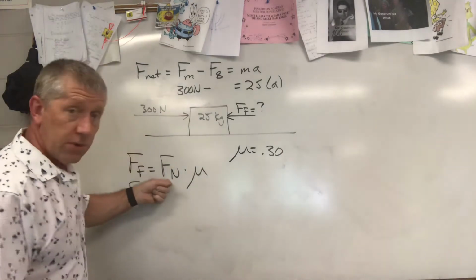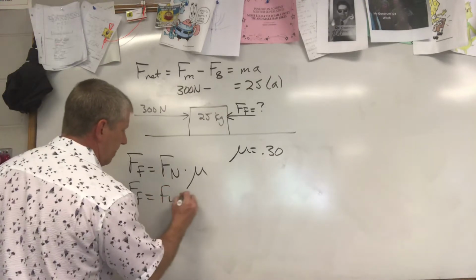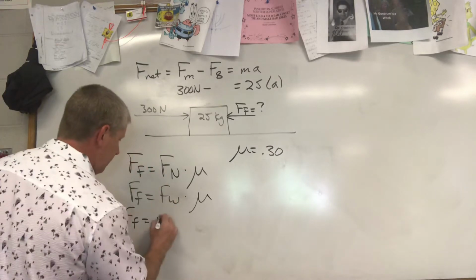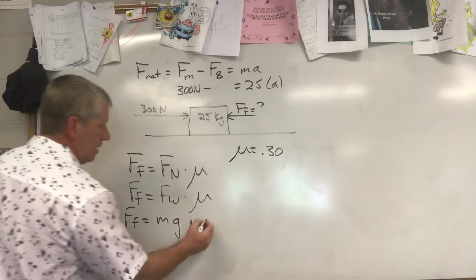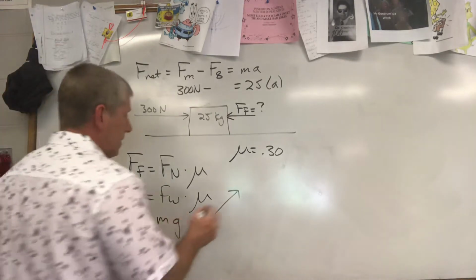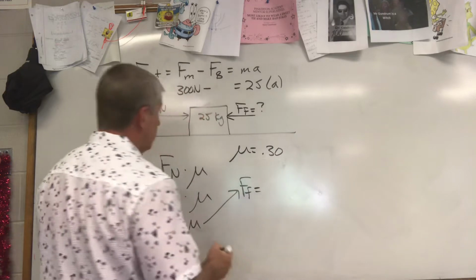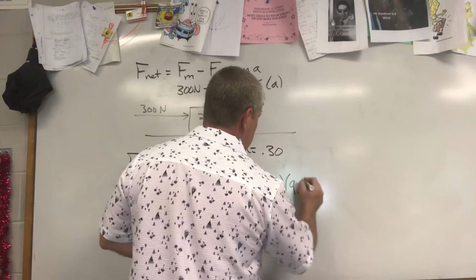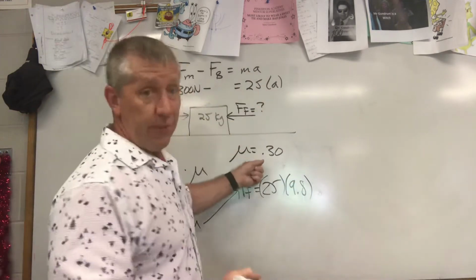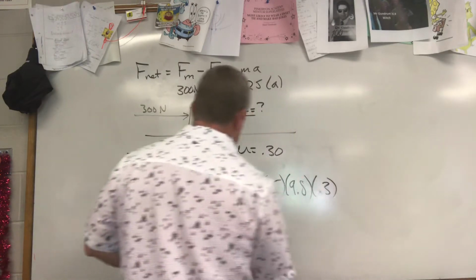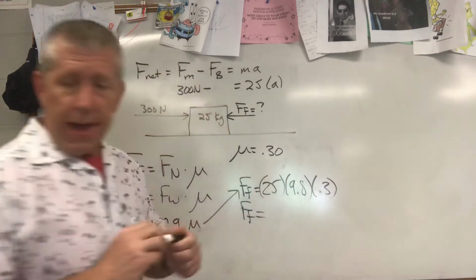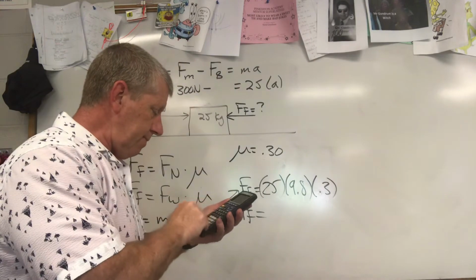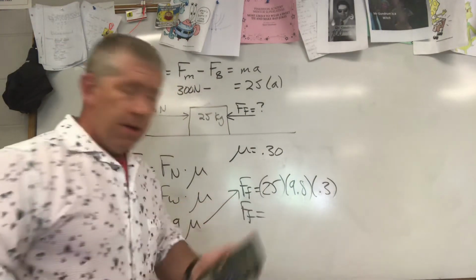So this is the force of weight. The force of weight is equal to mg, times mu. There's my working equation, as I like to say. So F_F equals mass 25 times little g, 9.8, times mu, which was 0.3. Calculate that out, and you will have the force of friction. So let's do it. 25 times 9.8 times 0.3. Boom. 73.5.